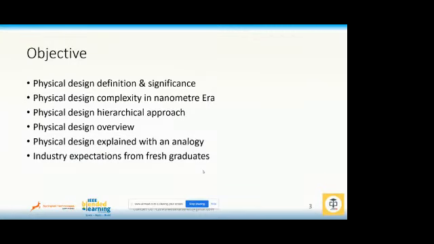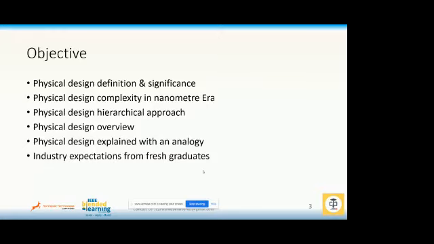Without much further delay, let's get started. The objective of today's discussion is to talk about physical design, ASIC and SOC physical design. I'll start with the definition and the significance of physical design in the overall chip design process, and then we talk about the complexities in the nanometer era. We call it the nanometer era because the channel lengths today are in nanometers. Then we talk about the hierarchical approach, which helps solve the complexity that we have. And then I'll give you a physical design flow overview.